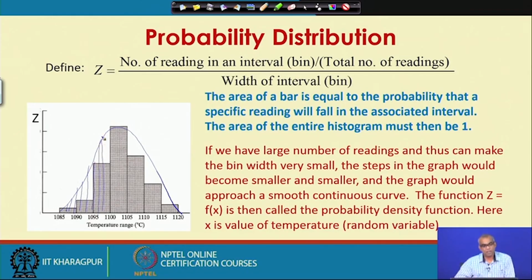And if you really have a very large number of data, we can do this and still expect that each bin will have some finite number of readings in it. So, the function z equal to f x under such a situation will be called the probability density function.